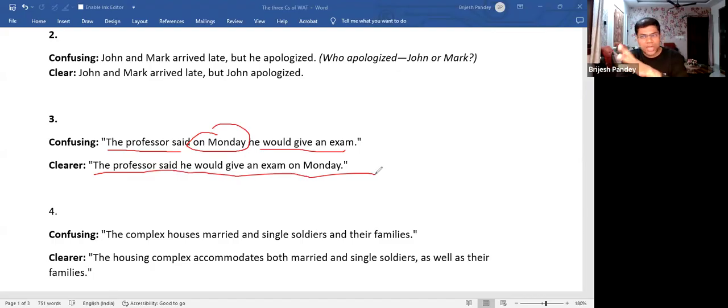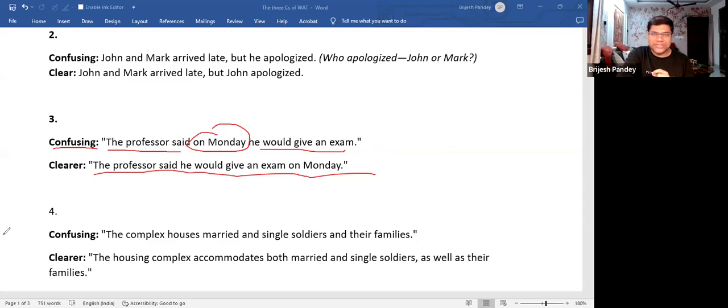That means the exam would be there on Monday. Or the other version of this would be the professor said on Monday that he would give an exam. On which day, we don't know. Both the versions are fine, but definitely this version is lacking in clarity. This is what we mean by sentences which are confusing or sentences which lack clarity.